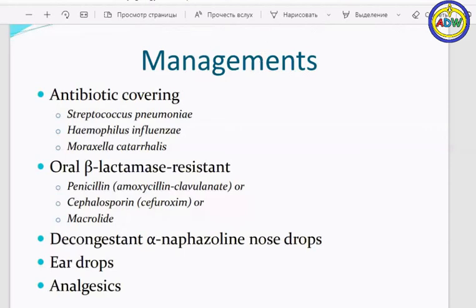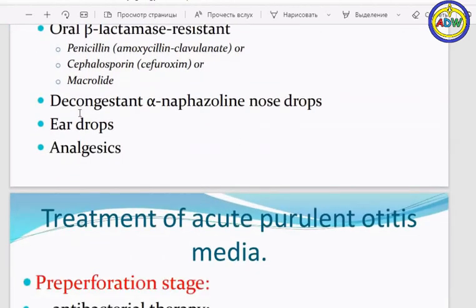Next, there is also vomiting, and vertigo. In this case, we use IV. For example, maybe cephalosporin. Cephalosporin we can use 2 times, sometimes 1 time. Okay, about decongestant drops.